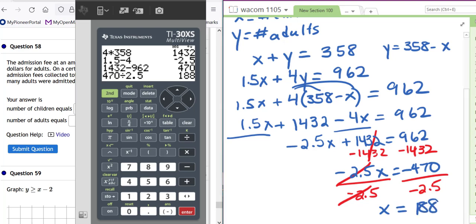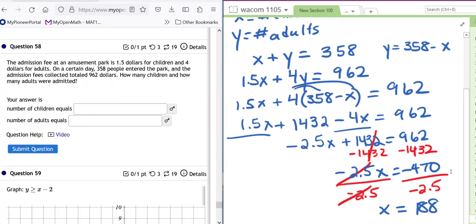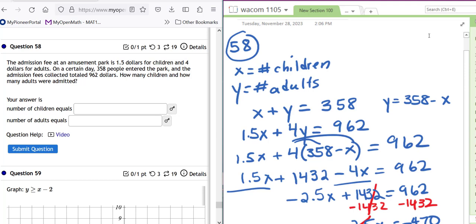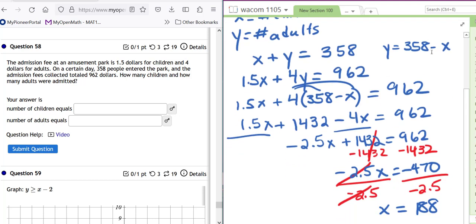Now, we're going to have to substitute that. We said X is the number of children. So I have 188 children. We have to solve for Y. So we are going to substitute this back into, you could do it into this one, will be fine. So Y will be 358 minus 188.